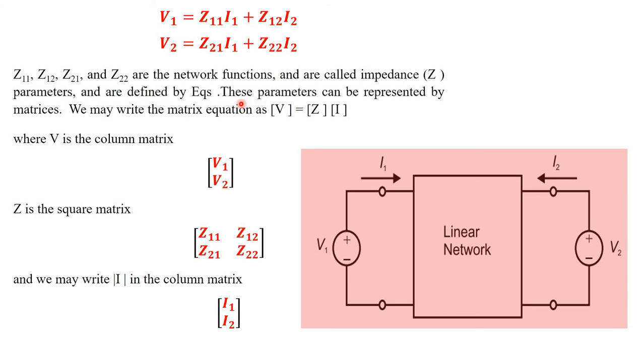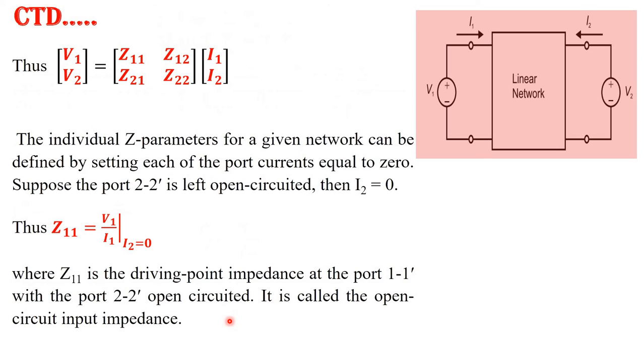These parameters can be represented by matrices. We may write the matrix equation as V is equal to Z into I. V is the column matrix here, Z is a square matrix 2 cross 2, and I is the column matrix. Here this is the way to write it in matrix form.